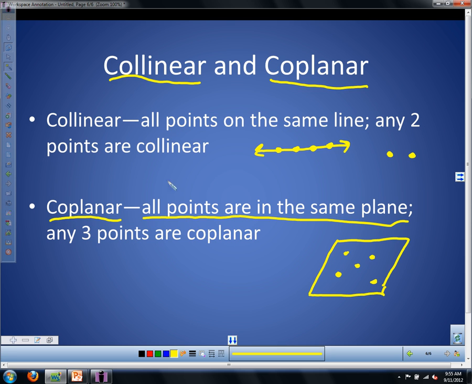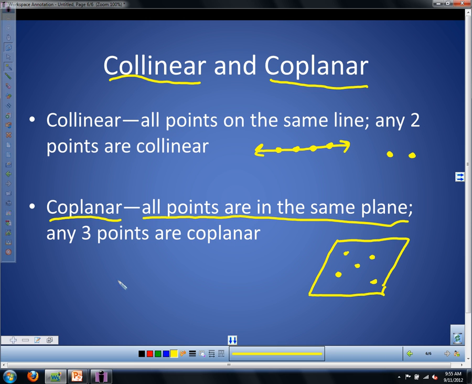Now, an important characteristic of coplanar is any 3 points make a plane. And what I mean by that is if we take 3 points, any 3 points, no matter how we arrange them, we can always find a plane through those 3 points. And the example that I'm going to use all year long is the example of a tripod.